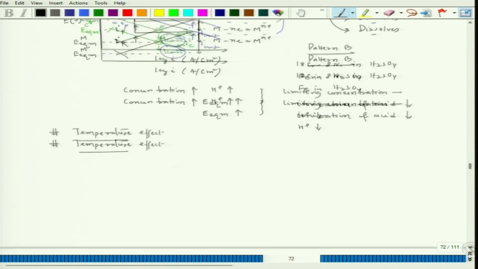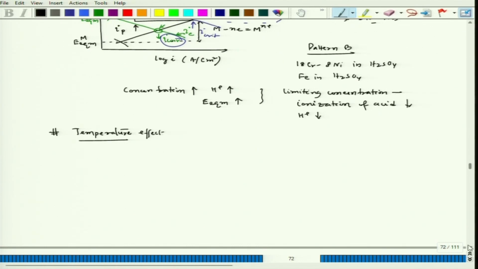Interestingly, almost all the metals, if we increase temperature, the corrosion rate increases exponentially. Now, why? Because all the corrosion is involving electrochemical reactions, and for any chemical reaction, with an increase in temperature, the rate generally increases. So the corrosion rate also increases. That is why maintaining low temperature is better for better corrosion protection.